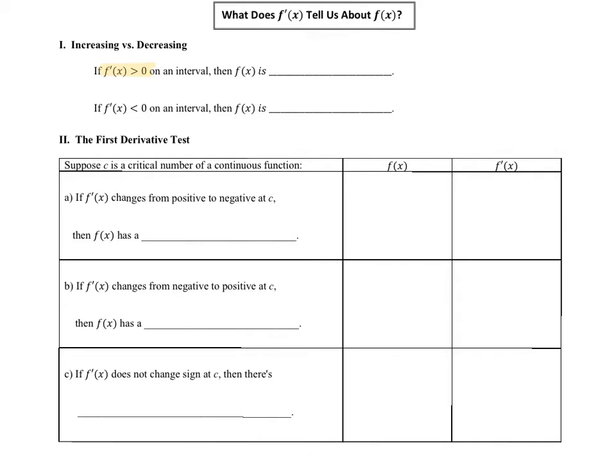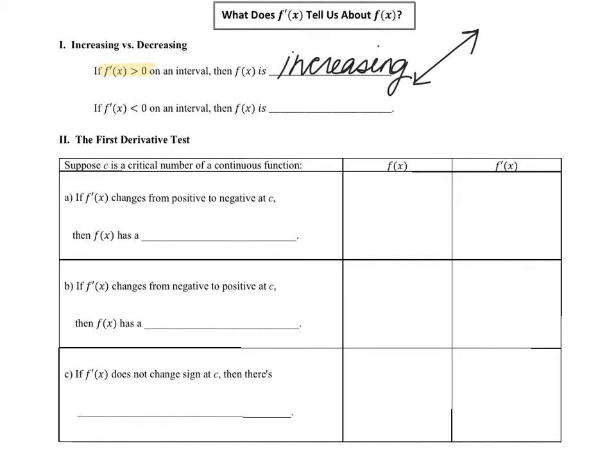So if the slope is positive, let me graph something that might have a positive slope. There's a line with a positive slope. Then we know that this line was increasing. The y values were getting larger. So if the first derivative is greater than 0, then you know that the function is increasing.